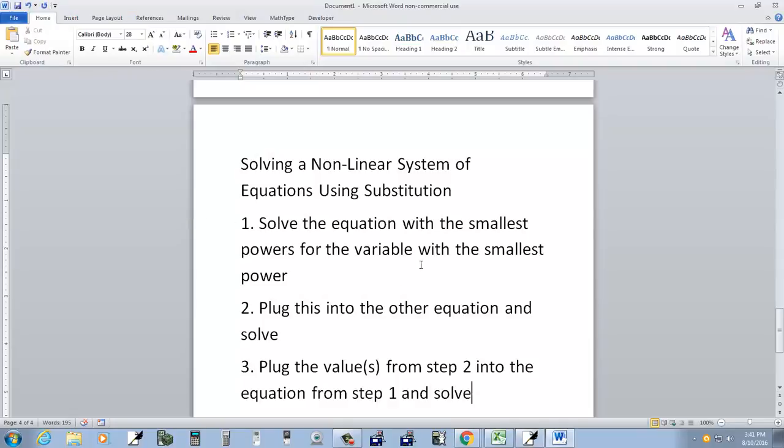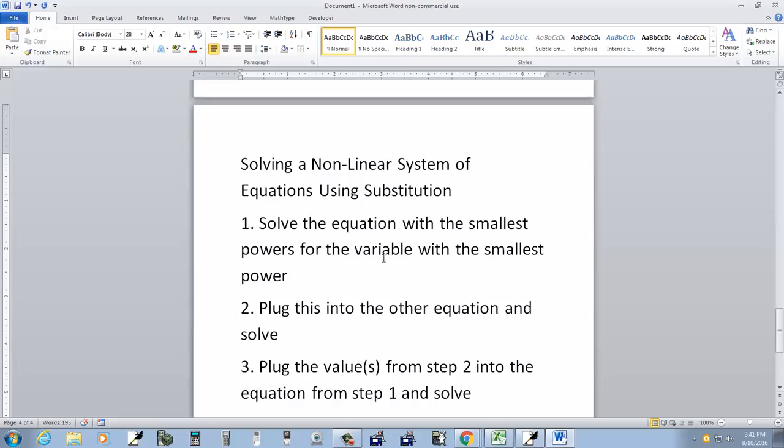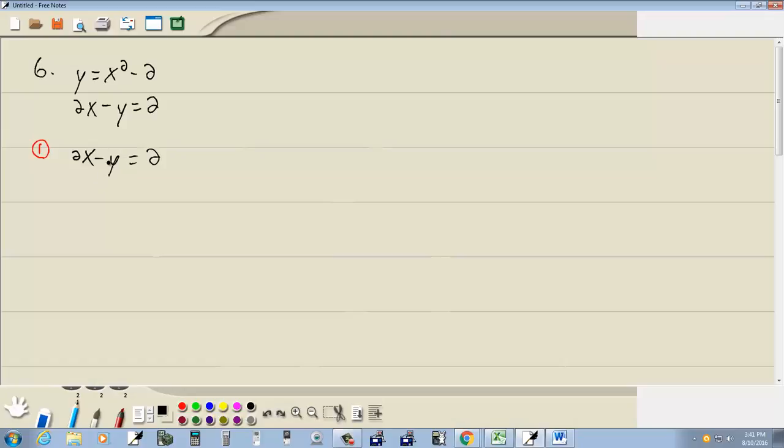Okay, step 1, solve the equation of the smallest powers. Well, our equation of the smallest powers is our second one. The other one has a squared on it. So we've got 2x minus y is equal to 2. And I say solve it for the variable with the smallest power. Well, these are both the first power. So you solve it for whichever one looks easier to you. Now, how you can tell which one's easier is it's always one without a number in front of it. So we're going to solve for y. So I'll take negative y, move it to the right side, and take the 2, move it to the left side. So we've got 2x minus 2 is equal to y.